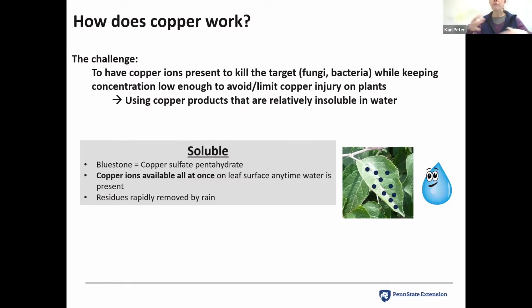Unfortunately, whatever ions are there, if you get a hard rain, it will be washed off. But the copper ions are going to be doing what they're doing wherever they hit on that leaf. So if they're hitting a fungal cell, they'll kill the fungal cell. The bacteria, they'll kill the bacteria cell. And it will also kill plant cells too, because it's a general biocide.